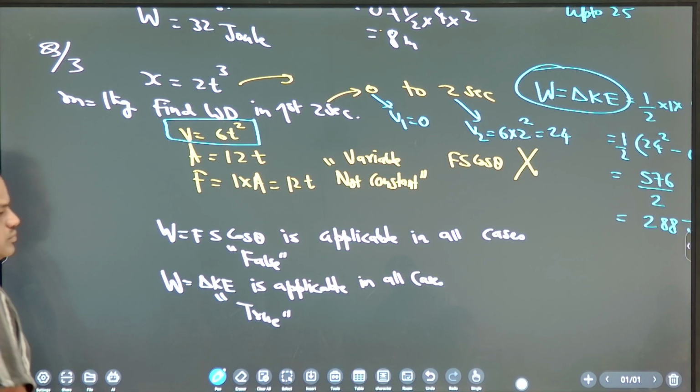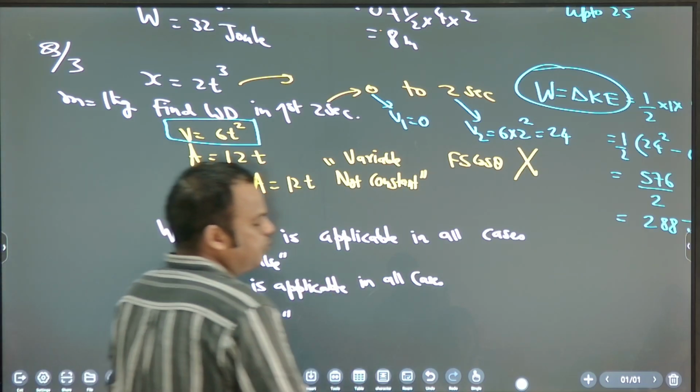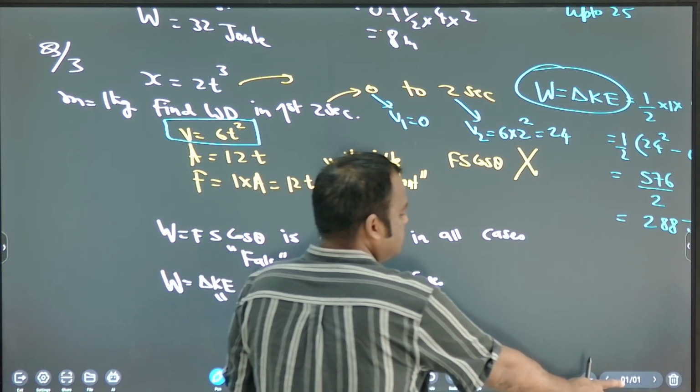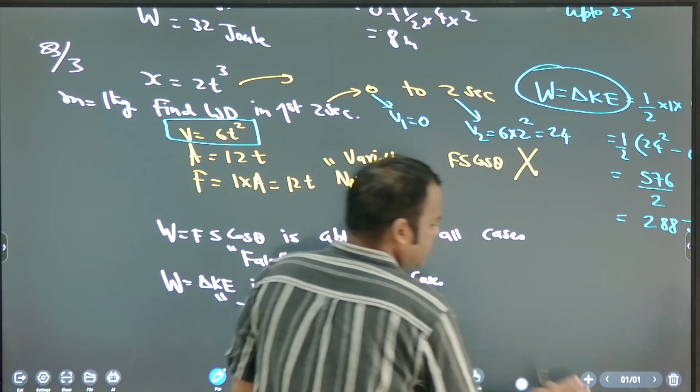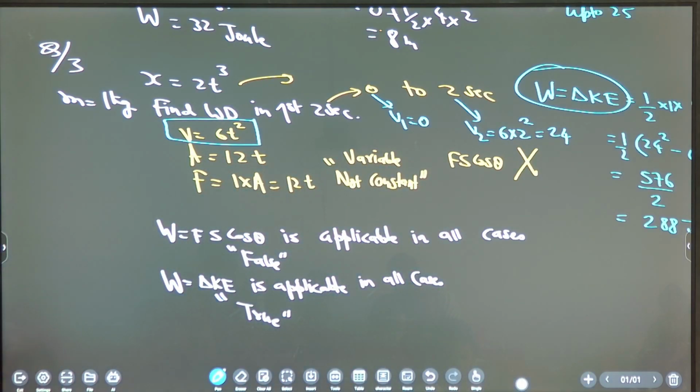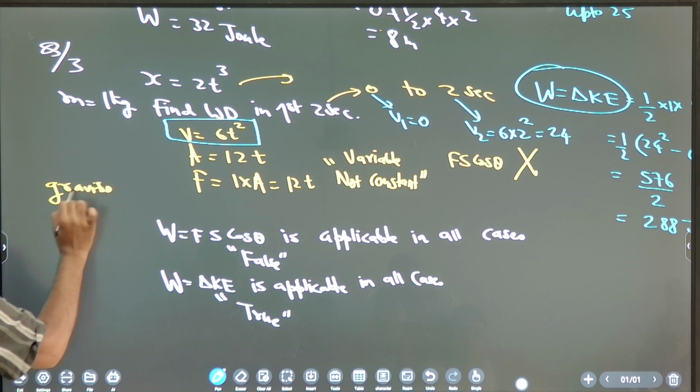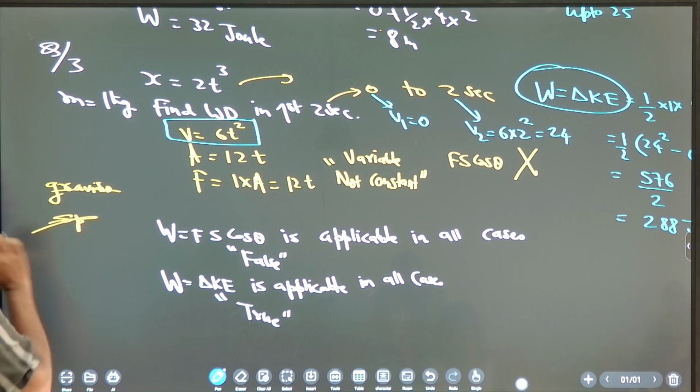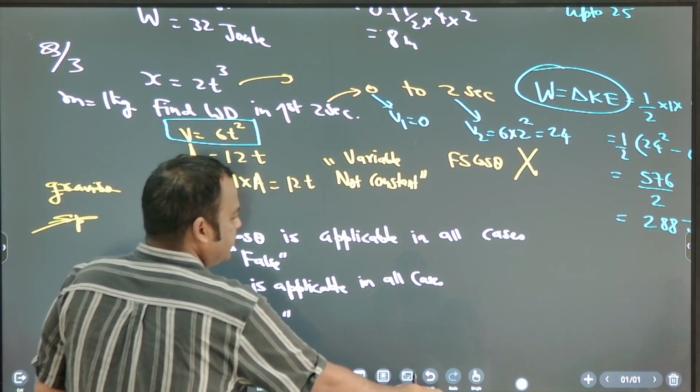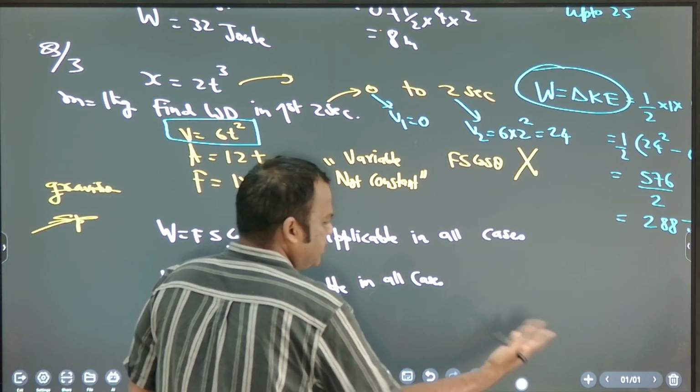Okay. Done. Now let's go back to spring and all. Basically, see, work power energy. You have two forces only: gravitational force and spring force. Okay. Fine. So let's continue with spring and gravitational force.